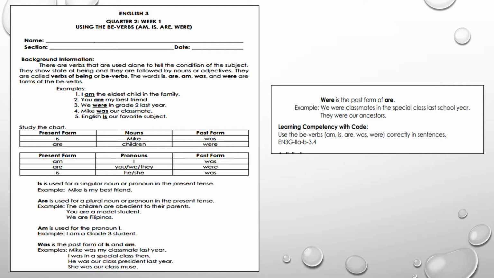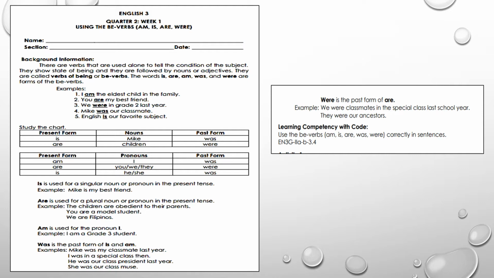Example, number 1: I am the eldest child in the family. Number 2: You are my best friend. Number 3: We were in Grade 2 last year. Number 4: Mike was our classmate. And number 5: English is our favorite subject.